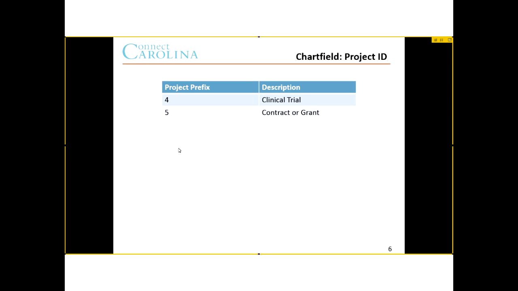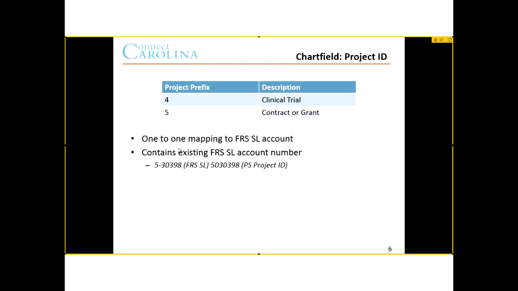The Project ID chart field starts with either a 4 or a 5. If it starts with a 4, it's for a clinical trial. If it starts with a 5, it's for a contract and grant. Our project IDs are going to retain a one-to-one mapping to our FRS account numbers, which means that it does contain our account number. So the first digit indicates whether it's a clinical trial or a contract or grant.